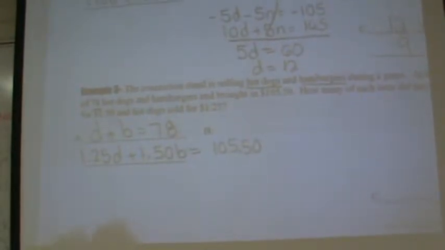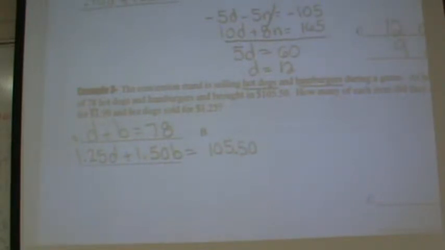If you don't like to get rid of decimals, you don't have to. If you want to use substitution, you could. But I like to get rid of decimals. So I'm gonna keep my first equation the same, and I'm gonna turn this one into 125D plus 150B. I'd rather work with a big number than a decimal. All I did was multiply this whole thing by 100. Moved 2 over, 2 over, and 2 over. Okay, I'm gonna multiply this top equation by what? Negative 125. Negative 125 is good.